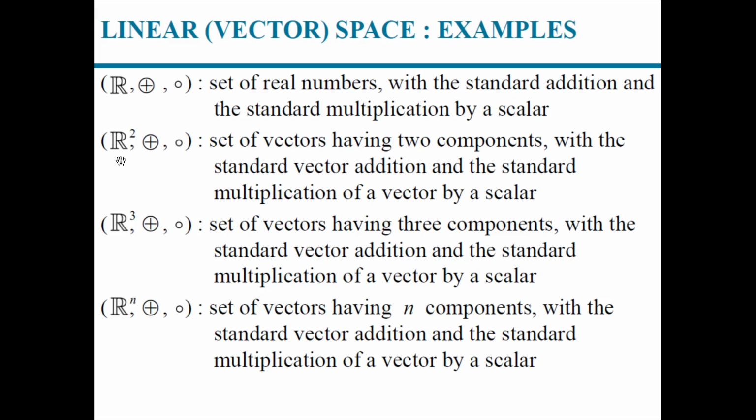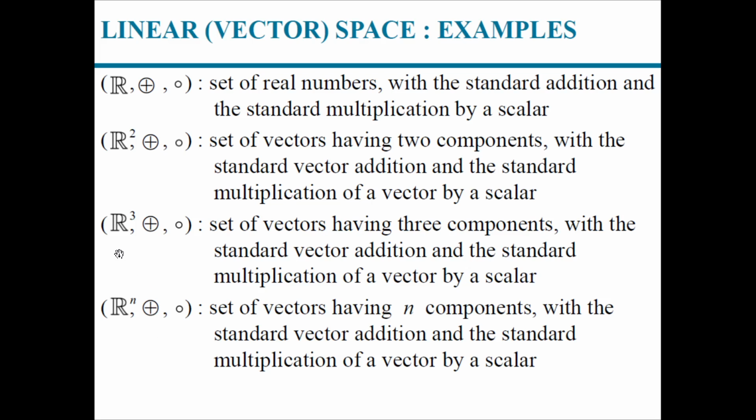And then R2, so the vectors with two components, with standard addition of vectors with two components. So we add corresponding entries, and standard multiplication by a number. So we multiply every entry by the same number. Well, this triplet here, so the block here you see, that will be also a linear space. R3, so the vectors with three components, with standard addition and standard multiplication by a scalar, that's also a linear space. Vectors with n components with standard addition and standard multiplication by a scalar is also a linear space.